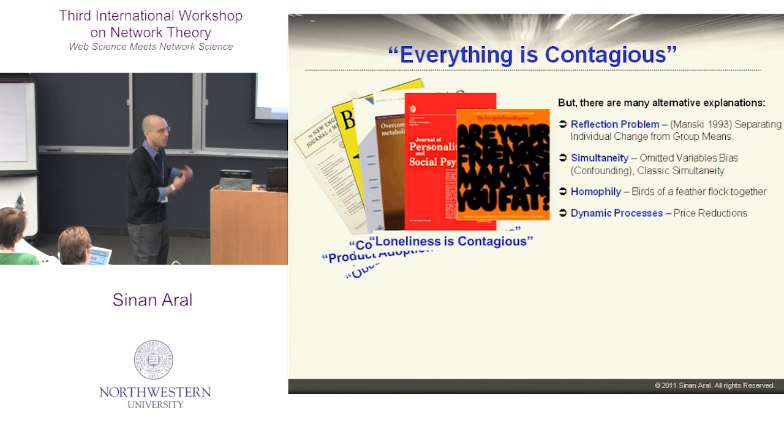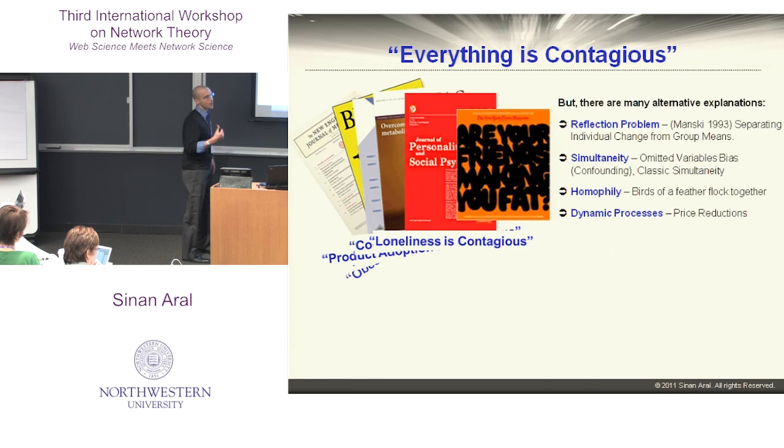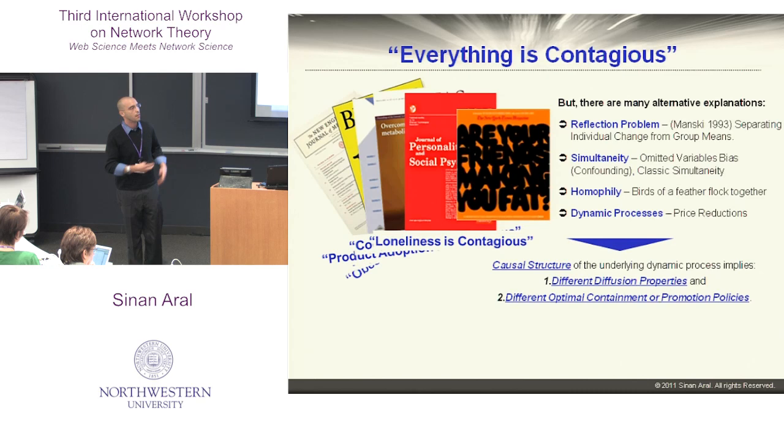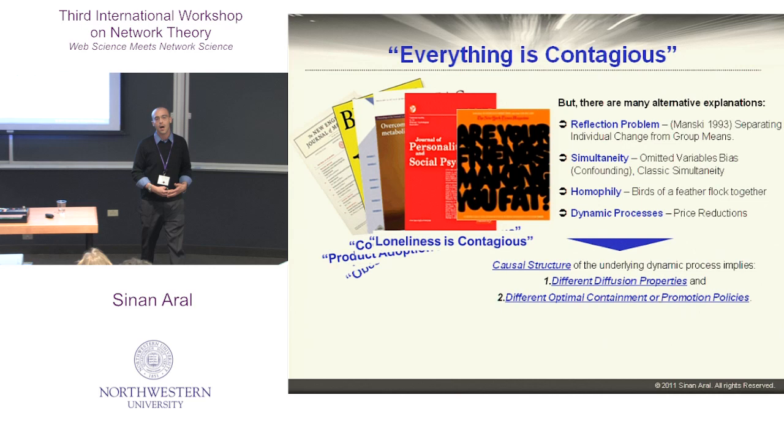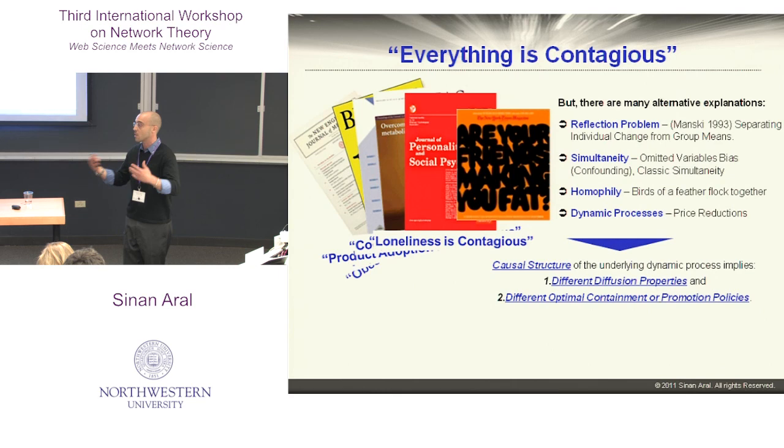And the reason why separating these two things out is so important is because the causal structure of the underlying dynamic process that explains the cascade can imply different diffusion properties for the behavior, where it's going to go next, as well as different optimal containment or promotion policies for the behavior, right? So if, for instance, homophily fully explains the diffusion of a behavior through a population, then where it's going to go next can be predicted by just segmenting the population based on characteristics that you can observe and knowing what the likelihood of adoption of that behavior is given those characteristics.